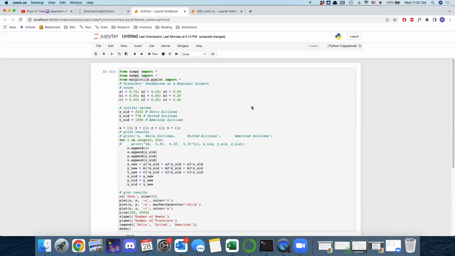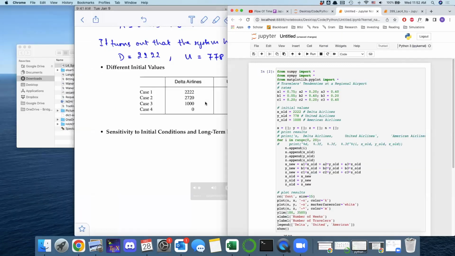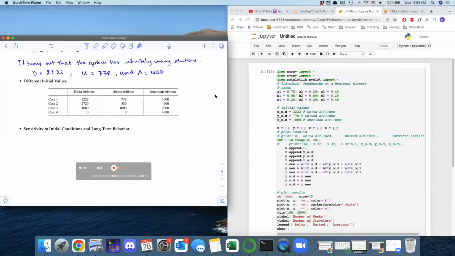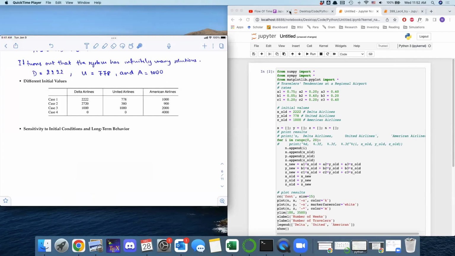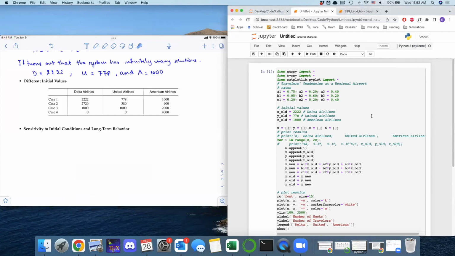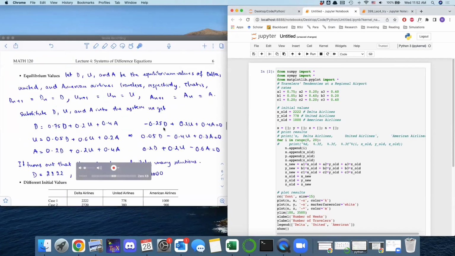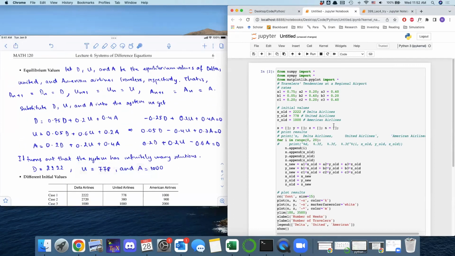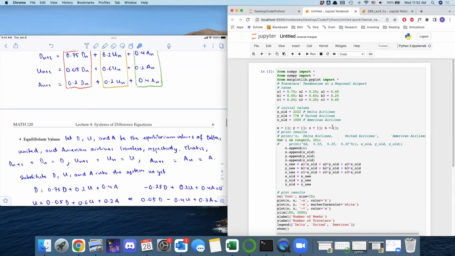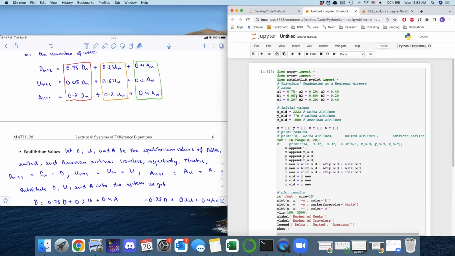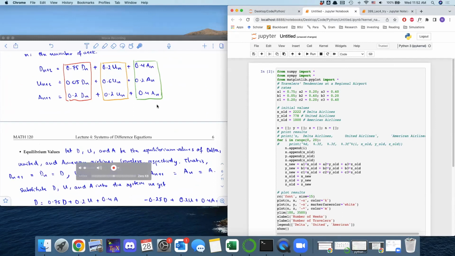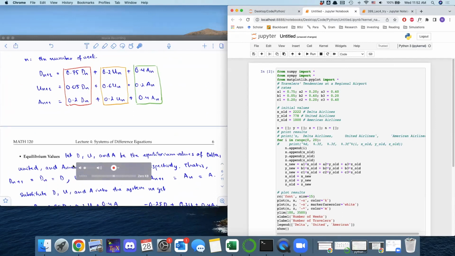All right, so here's the Python code that I want to share with you. Let me walk you through the Python code here. So let me split into two different screens. One is for the code and the other one is for the lecture notes. So now the system that we got is this particular system, right?